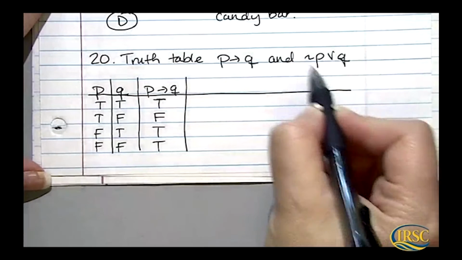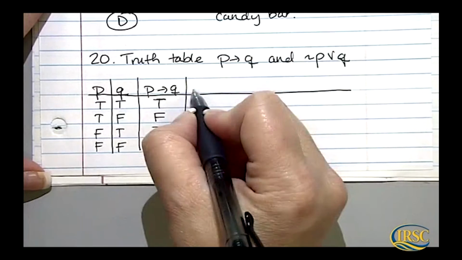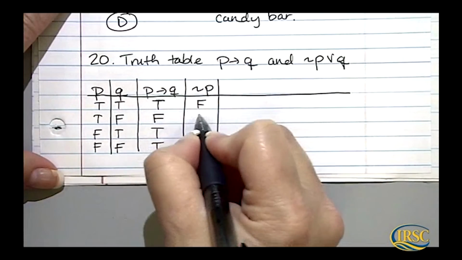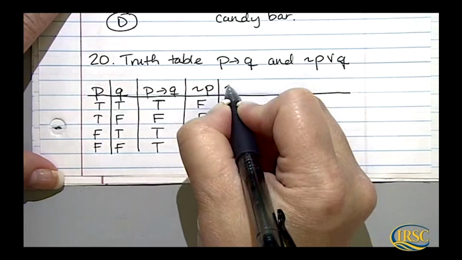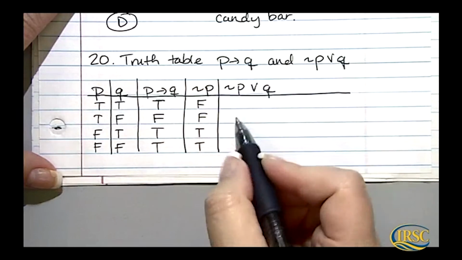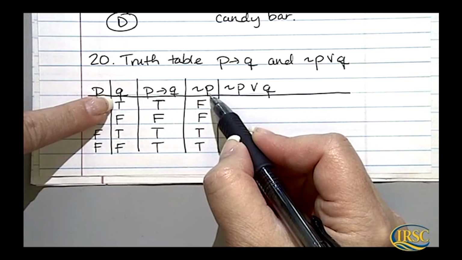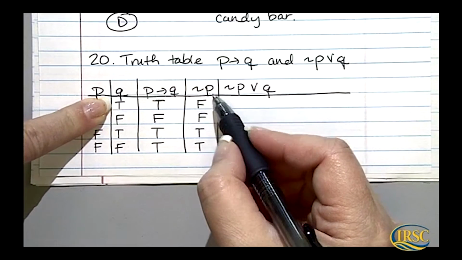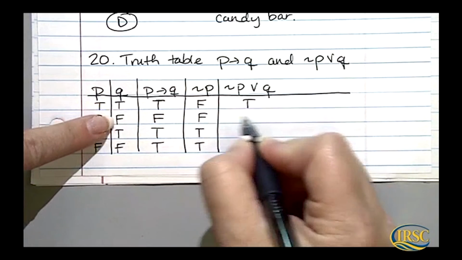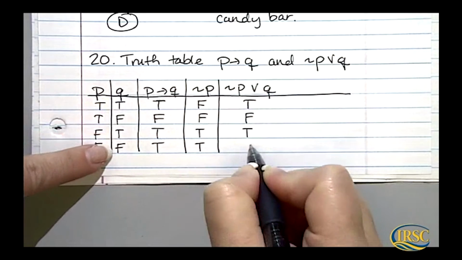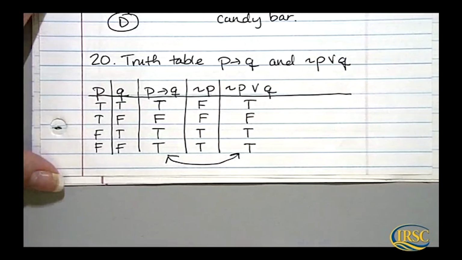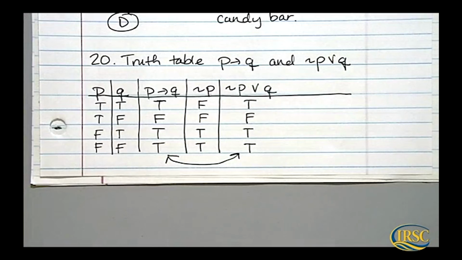So now we have to do columns for this one, but we still need a not P, so let me throw in that column. So this would be false, false, true, true. And then not P or Q means that I'm comparing these two columns here. And an or is only false when they're both false. Okay, so we have true, false, true, true. And so when you compare the two columns from those two statements, notice that those two statements are equivalent. They have the same truth values in those two columns.